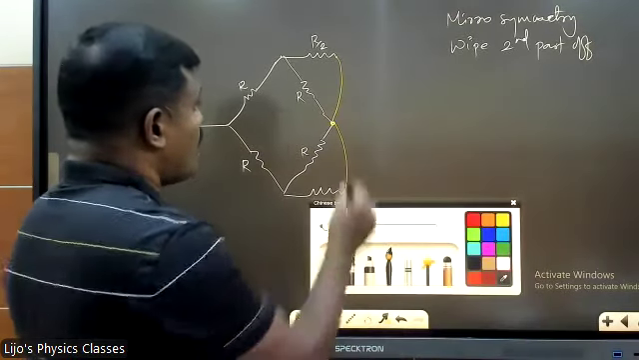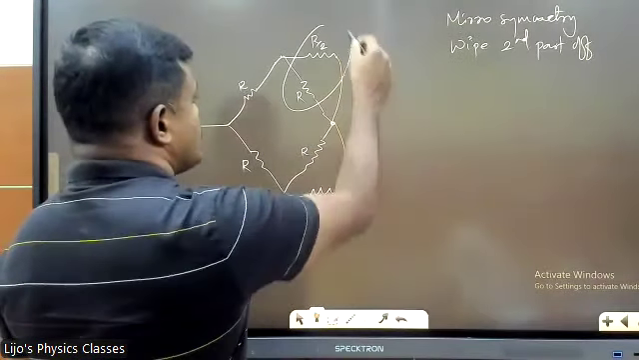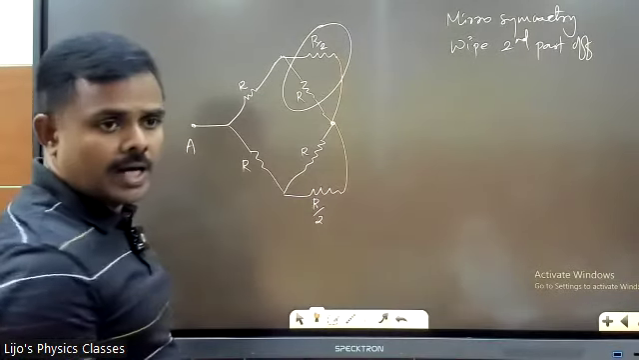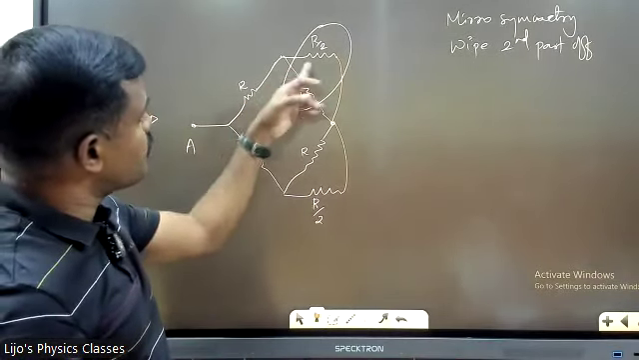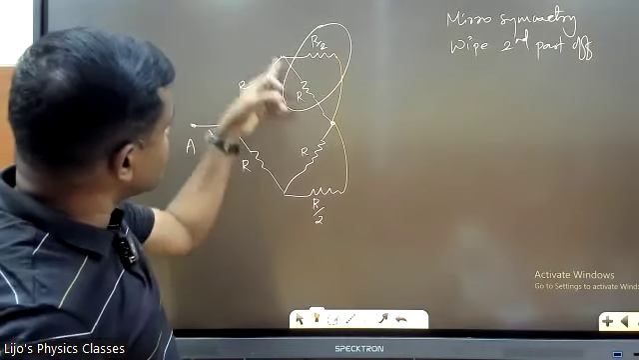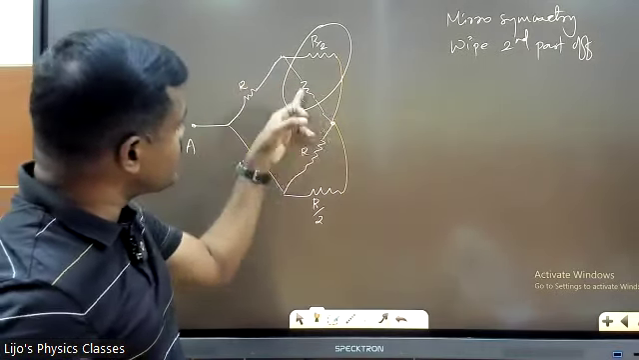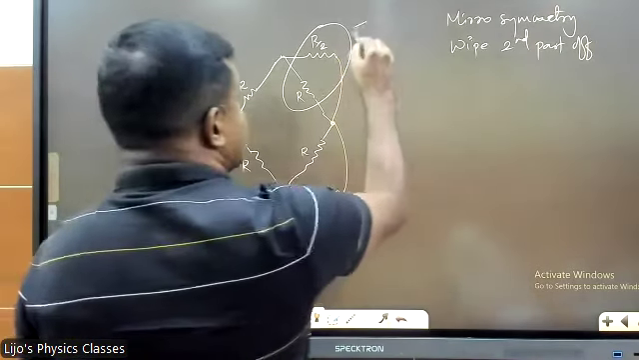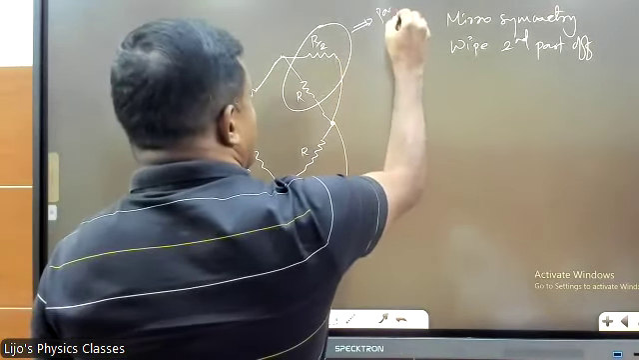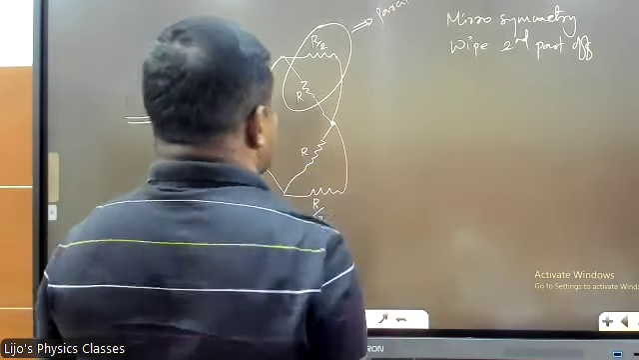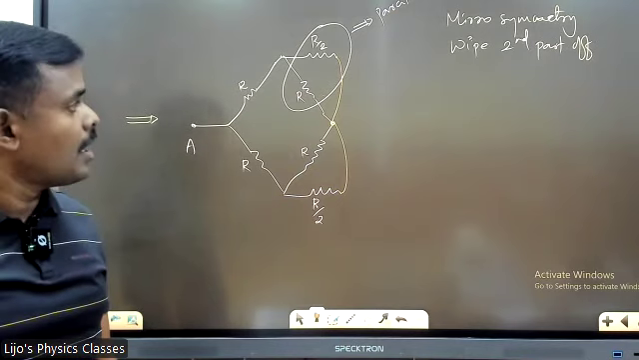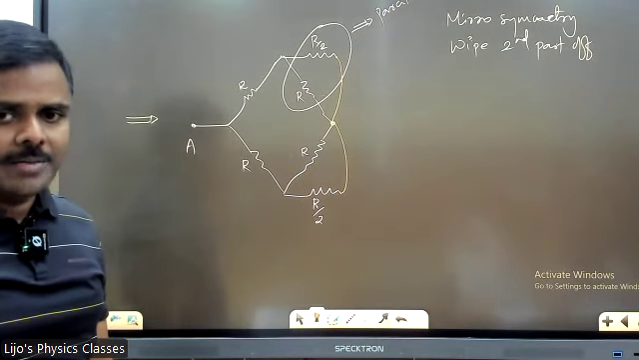Now, what kind of a combination are these in? Look at the left ends of those resistors. Left ends are connected together. Right ends are connected together, right? They are in parallel. So you can put an arrow and then write parallel, right? Okay. They are in parallel, right?